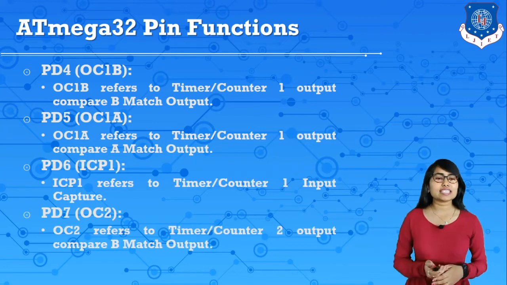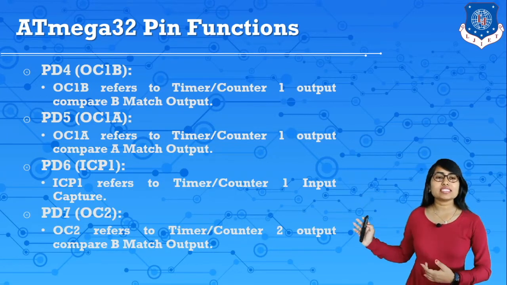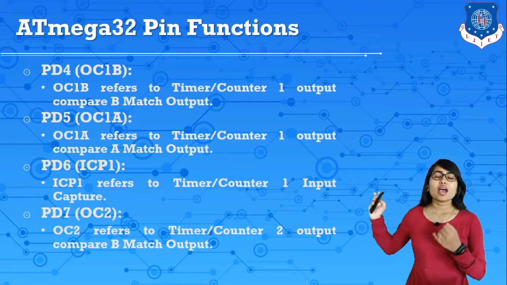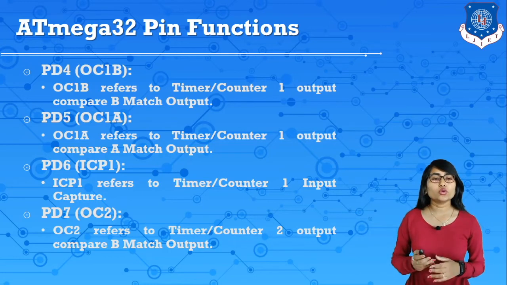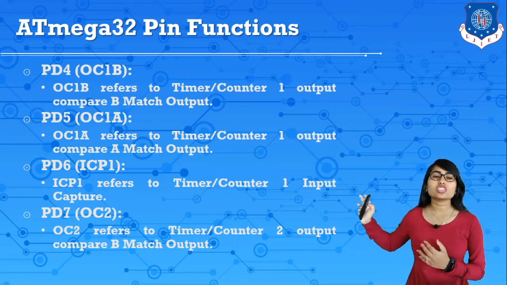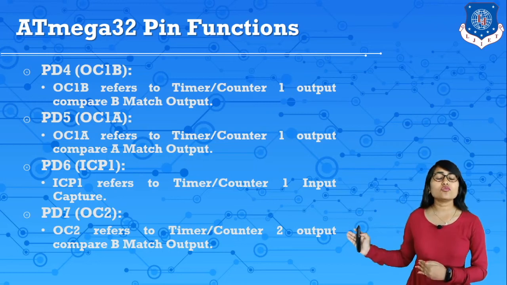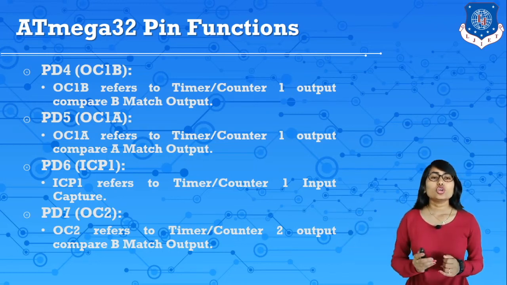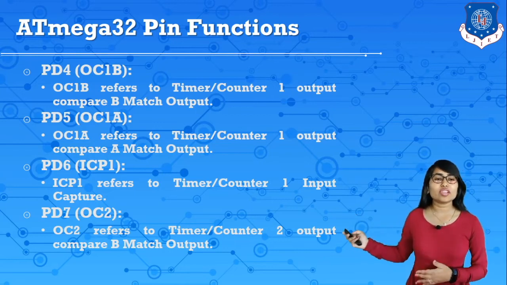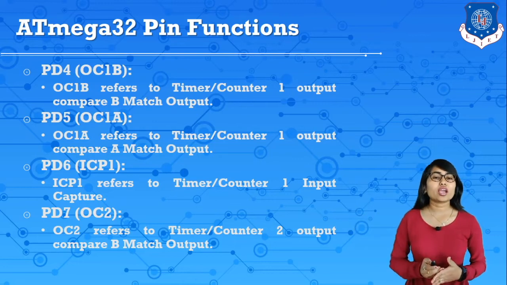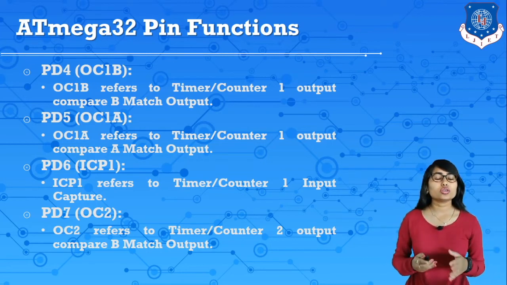Then next PD6 and PD7. PD6 is basically for ICP1. ICP1 refers to timer counter 1 input capture, and OC2 refers to timer counter 2 output compare match output. Whenever a sequence of timer counter 2 is completed, this OC2 is activated, and ICP1 is for timer counter 1 input capture. In timer 1 there is a special functionality for input capture. So these are all the port D functions.